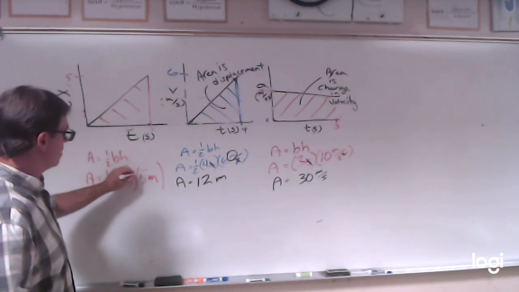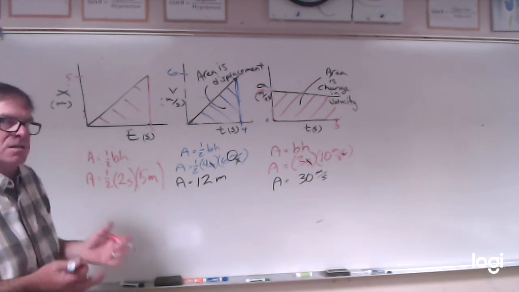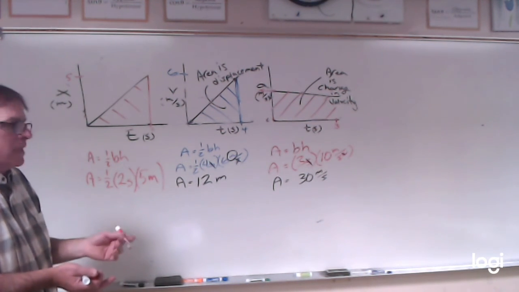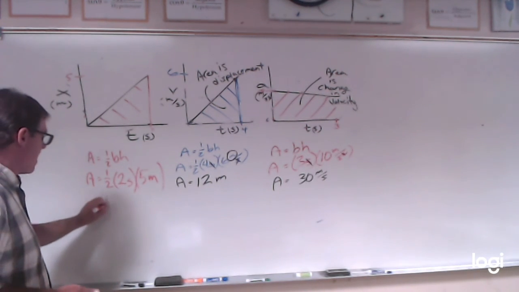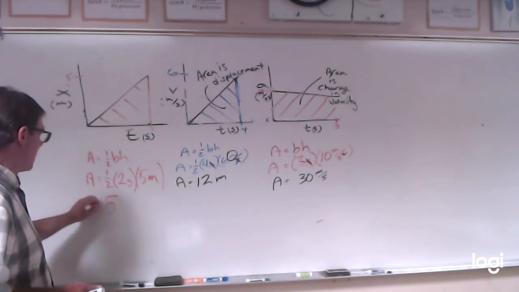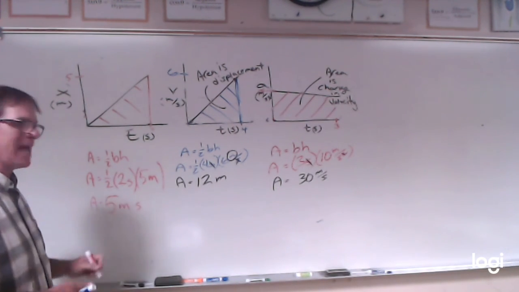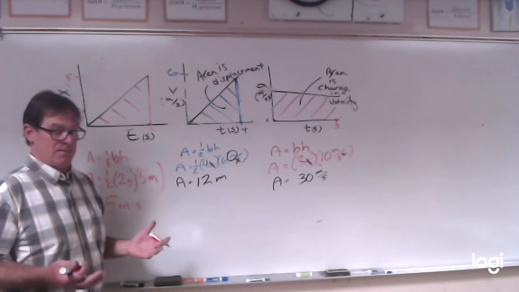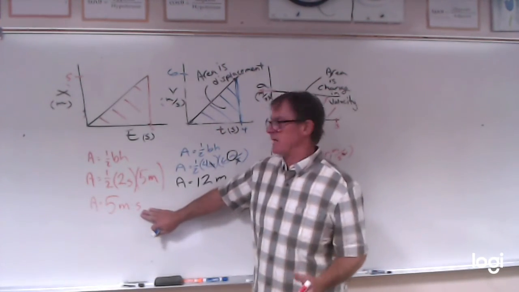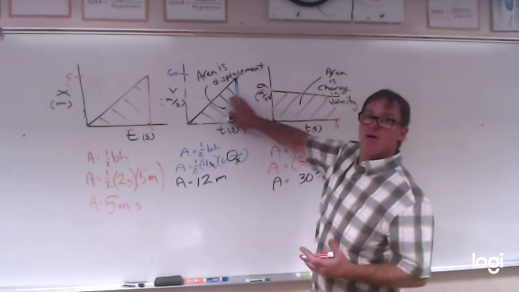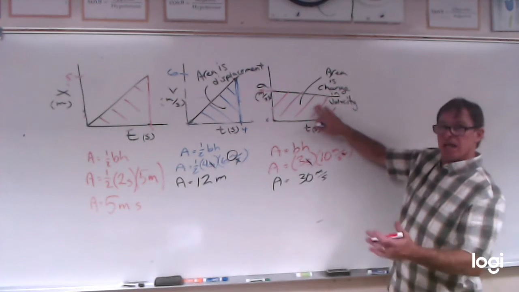But again, some attention to the units tells you that this is a meaningless quantity. 2 times 5 is 10, half of that is 5, but the point is the area has units of meters times seconds or meter seconds, and in physics, or for that matter in the world, that's a meaningless quantity. Like, it doesn't mean anything. Whereas here the area is how far you moved from where you started, and here the area is how much did your velocity change by.